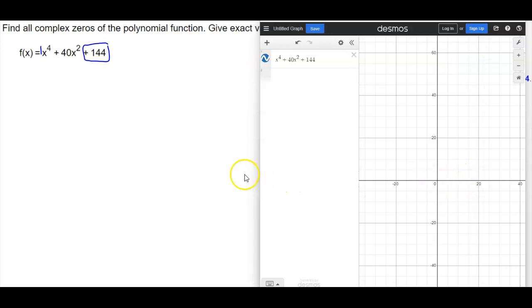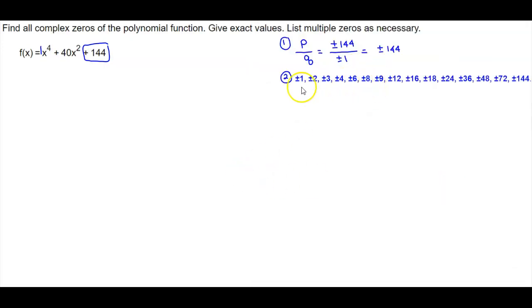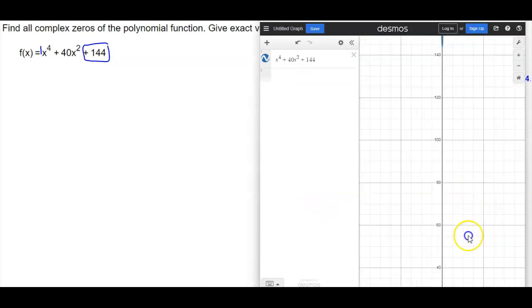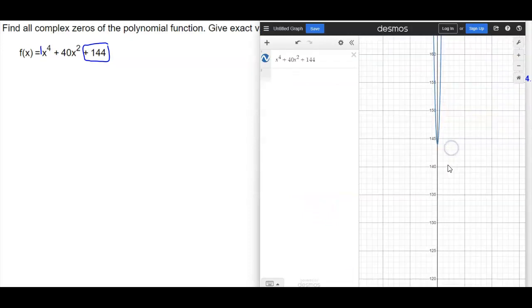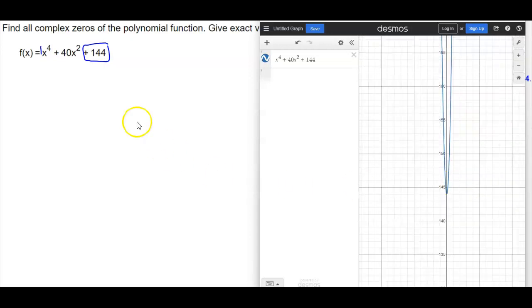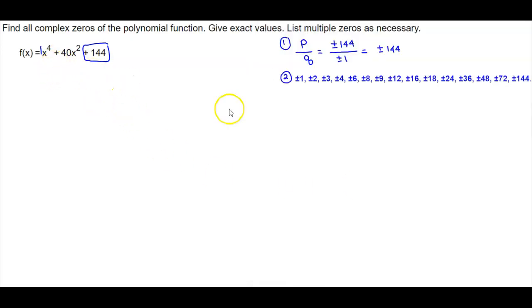So therefore, these zeros are not going to be used to be able to determine the zeros of this function, which means that because this is above the x-axis, that means we have imaginary solutions or imaginary zeros to this function. So we need to figure out another way to be able to do this.